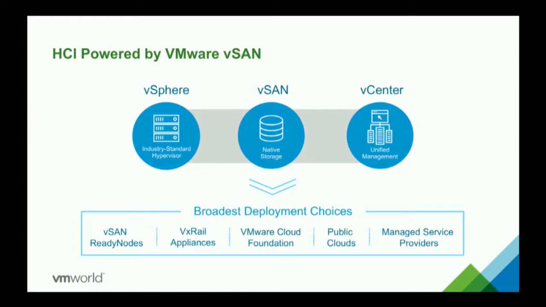So the key thing here is vSAN is the underlying storage that is powering VMC, right? All the capabilities that we are building into vSAN, whether it is native data protection or data at rest encryption that we already released in 6.6, our goal is to make all those capabilities also available in VMware Cloud on AWS. And then, of course, you can also get this HCI solution through managed service providers as well.